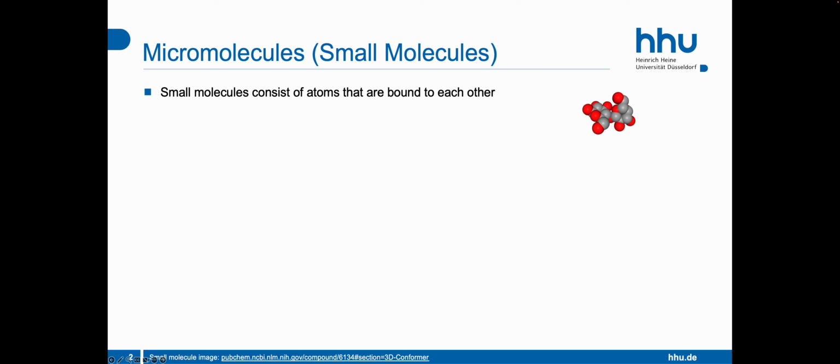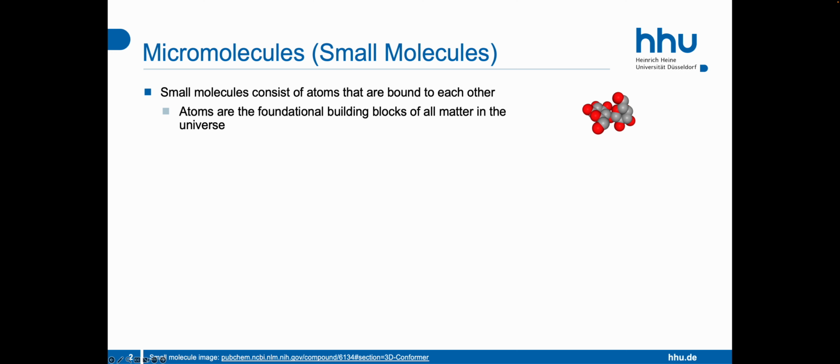Small molecules are low molecular weight compounds consisting of a few atoms. They are the simplest units of chemical and biological function, often serving as the building blocks for more complex structures. All molecules consist of atoms that are linked to each other via chemical bonds. For example, in the image on the right, you can see a molecule consisting of carbon and oxygen atoms that are bound to each other in a specific configuration.